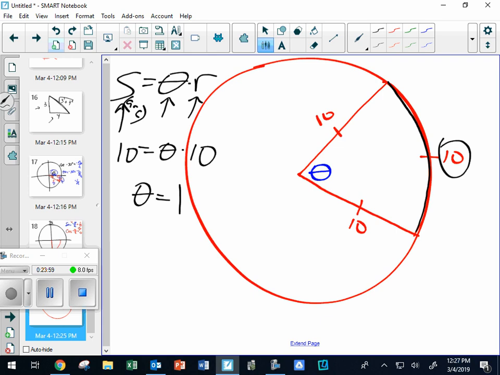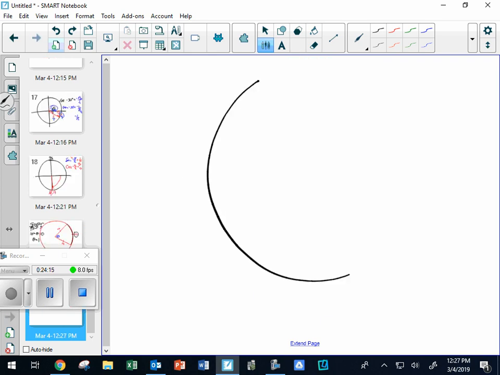Do you remember how many degrees it kind of looks like? 60, and it's a little less than that. It's about 59 degrees. 1 radian. All right, that was a weird one because it was 1 radian. We don't usually use 1 radian. All right, so try this one.